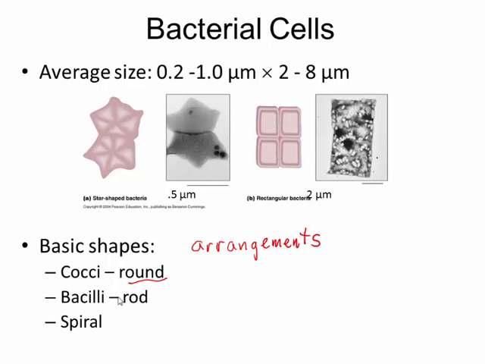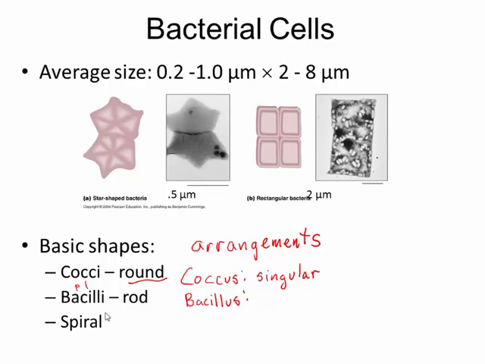So the three basic shapes we're going to see this semester are cocci. Be very careful, that second C has an S sound. It's not cocky, it's cocci. That's plural. You may also see coccus, which is singular. Bacilli, again, that's the plural form. You may see bacillus, which is singular. That means rod shape, whereas cocci means rounded in shape. And the third basic shape is spiral.